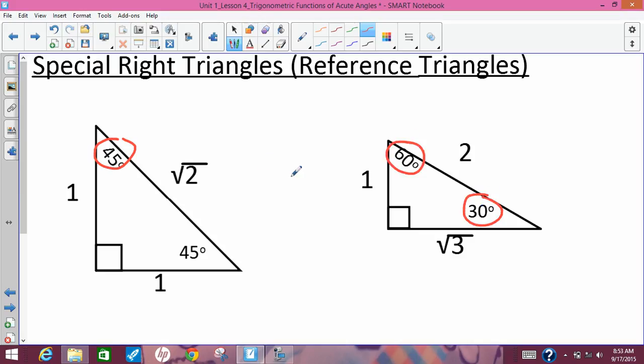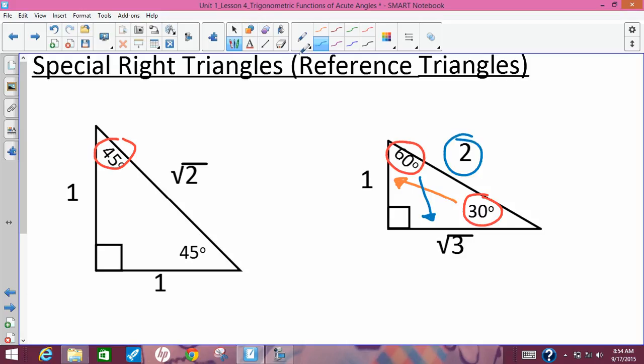So in each of these triangles, we have a relationship between the legs and the hypotenuse. So first off, in a 45, 45, 90, the legs are both 1, and the hypotenuse is a factor of the square root of 2. In a 30, 60, 90 triangle, the leg across the triangle from the 30-degree angle is 1. The leg across from the 60-degree angle is root 3, and the hypotenuse is always 2.